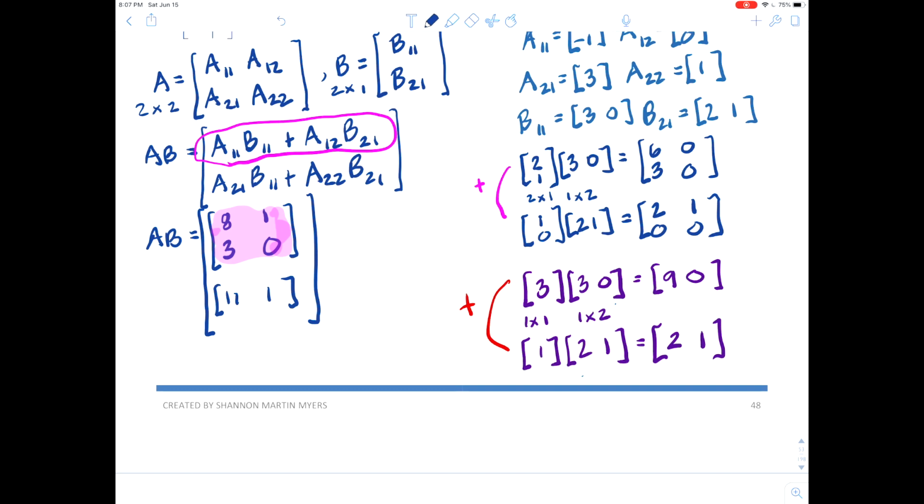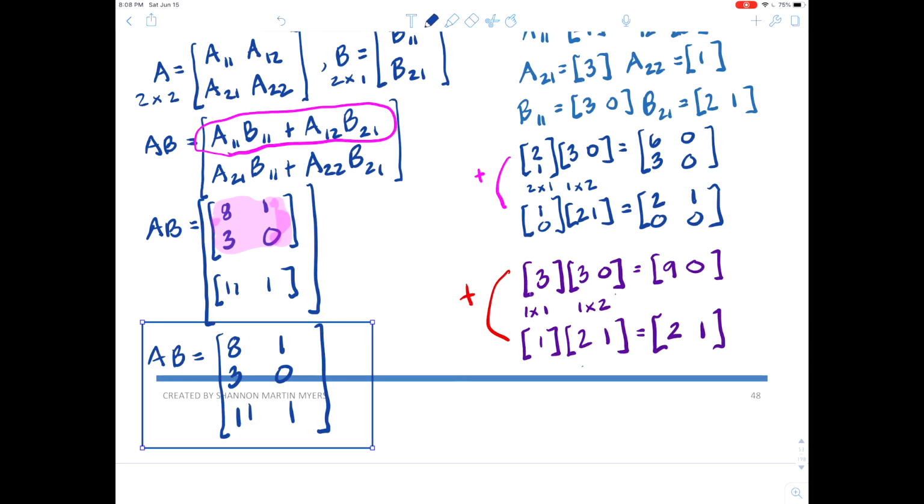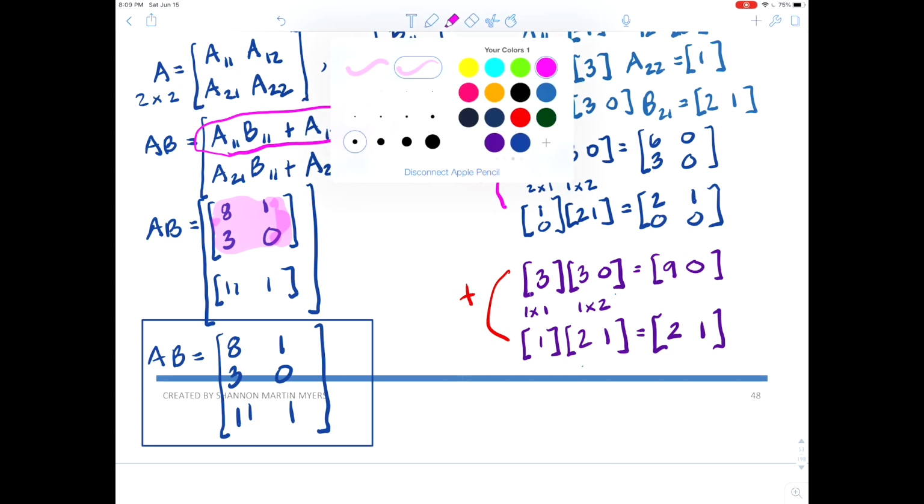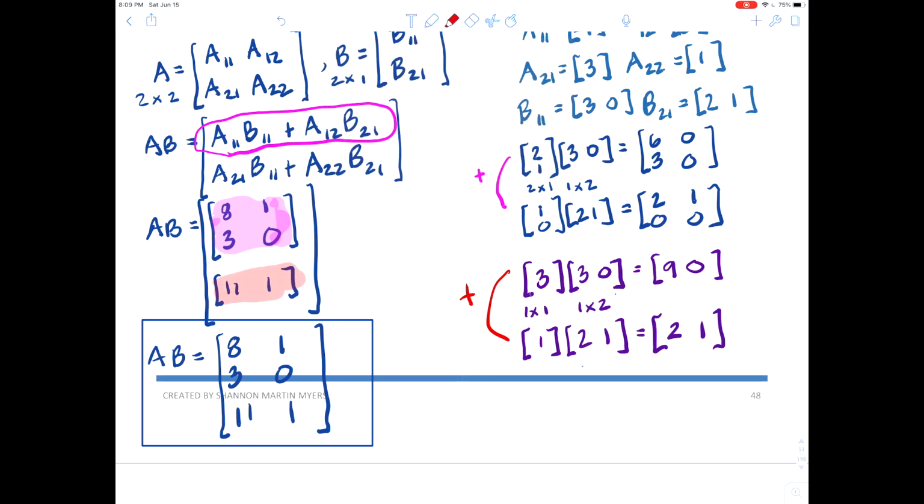We don't need to keep it partitioned, so why don't we write this as one happy matrix, and this will be 8, 1, 3, 0, 11, 1. Okay, so that's one way of organizing your work when you're doing matrix multiplication, or for coding maybe. It just depends on what it's useful for. And that corresponding one was the red one, and then the sum of those two. So then we get our result in the end.